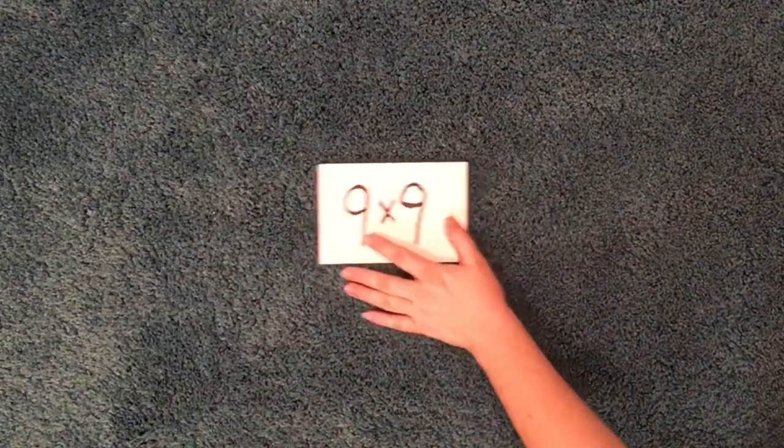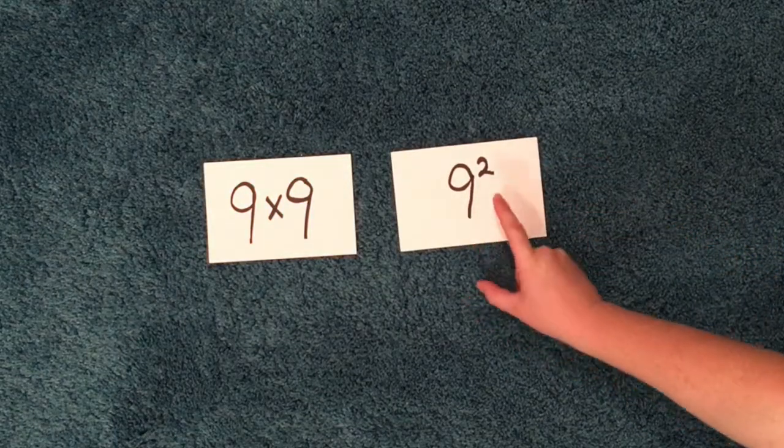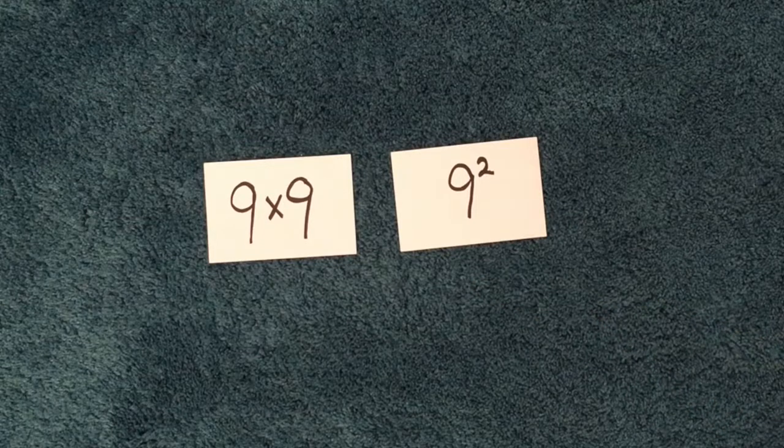Let's try another one. Here's the expanded form 9 times 9. You write that in exponential form. Did you get 9 squared? We have a base of 9 repeated twice, so we put an exponent of 2.